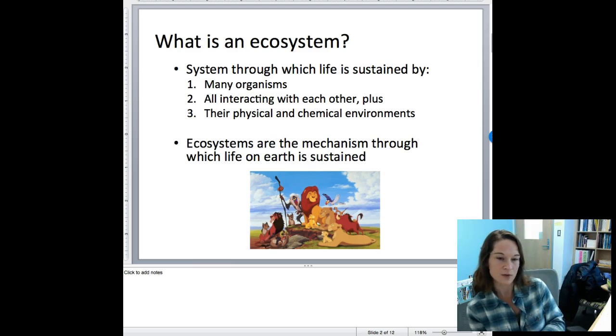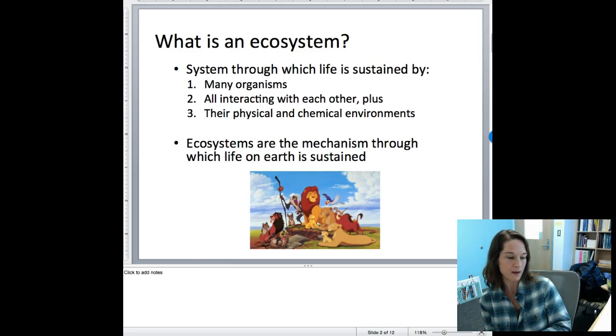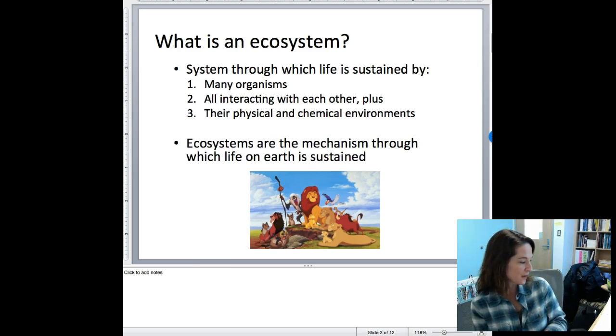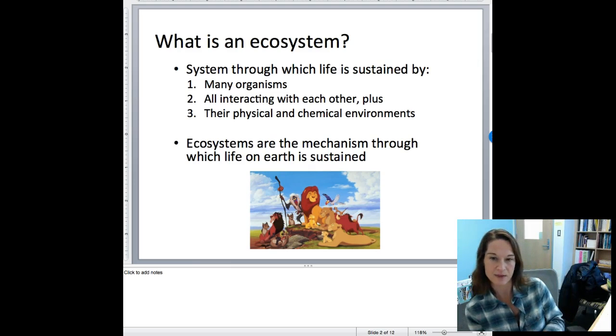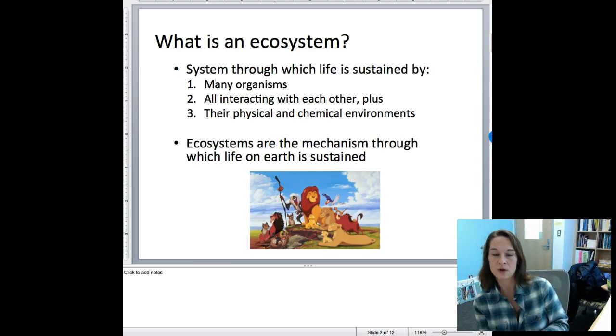Some of them are eating each other, some of them are competing with each other, some of them are necessary for the survival of each other, and your book talks about that to some degree. So be sure you understand all the different names for the types of interactions that organisms can undertake. And then the things that support those different organisms. We call them abiotic factors, but they're basically the physical and chemical place that these organisms live. And so ecosystems are really sort of the mechanism through which life on Earth is sustained.